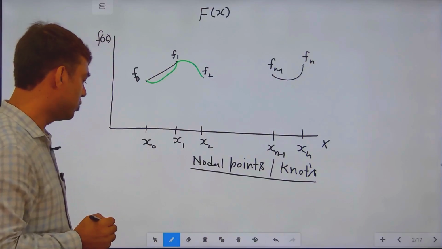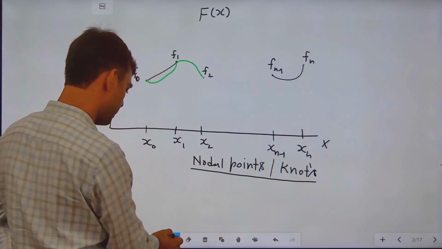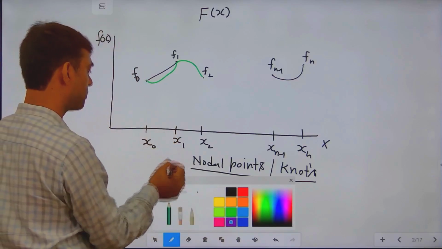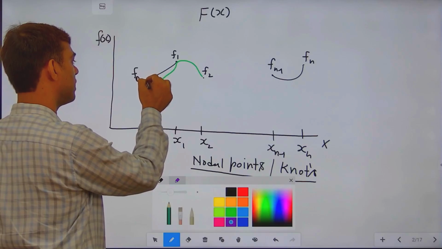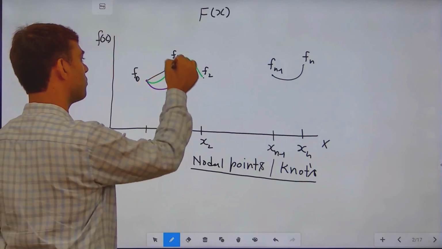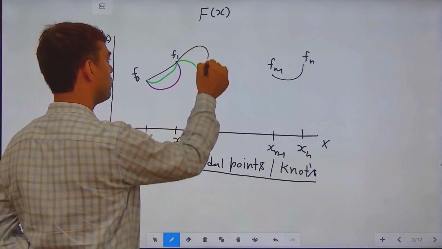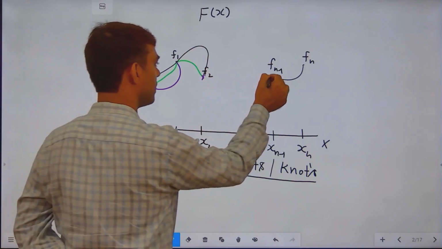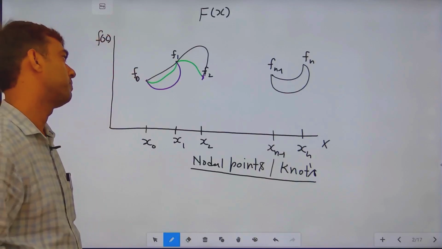In case of a cubic spline interpolation, there is a need to fit a polynomial of degree 3 between f0 to f1 and f1 to f2, and similarly fn minus 1 to fn.